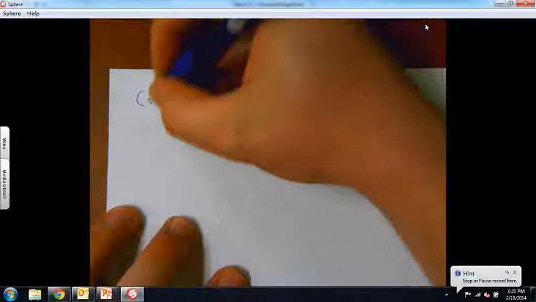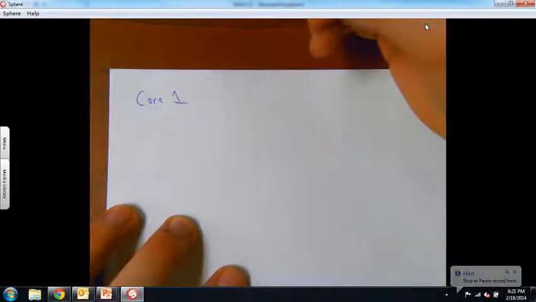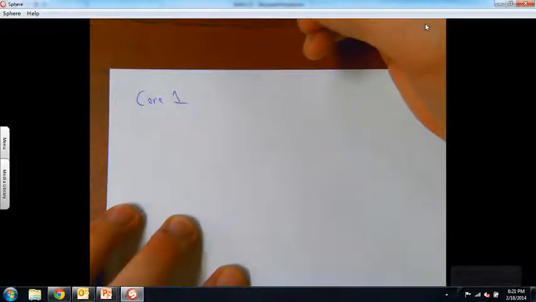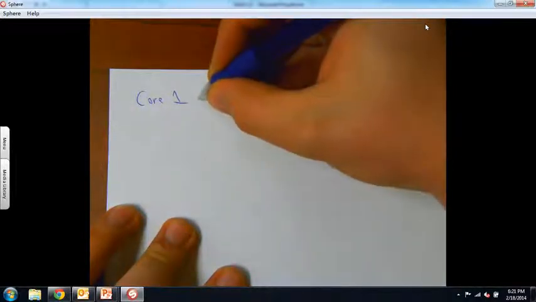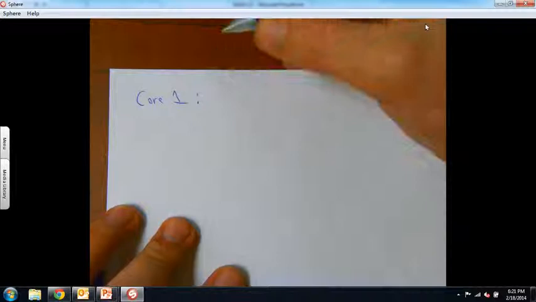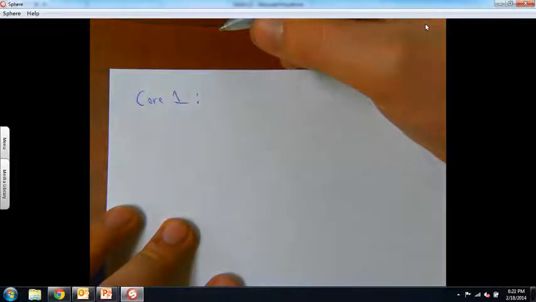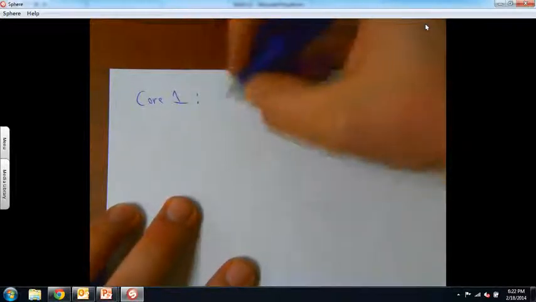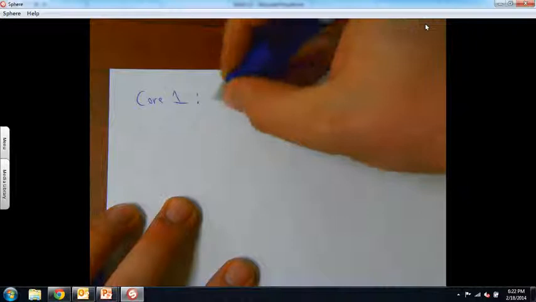Okay, for Core 1, today we started the new unit, Unit 6, which is a unit on geometry. Our learning objective today was just refreshing our memory on all the different shapes we know and their properties, being able to define and categorize the different geometric figures.